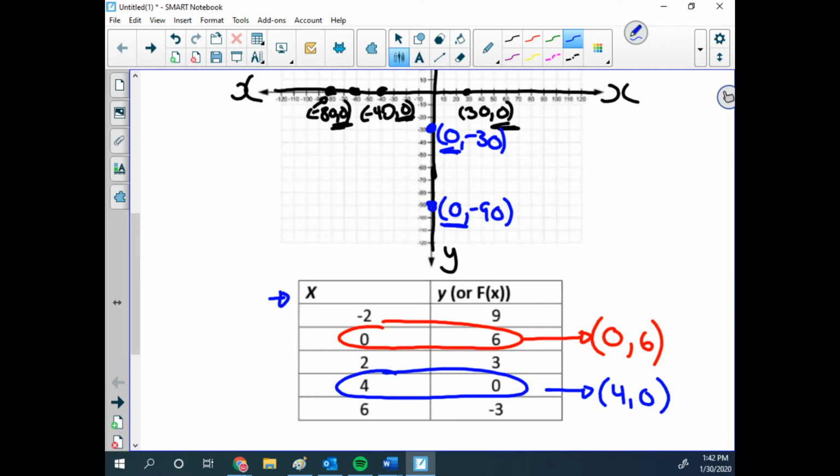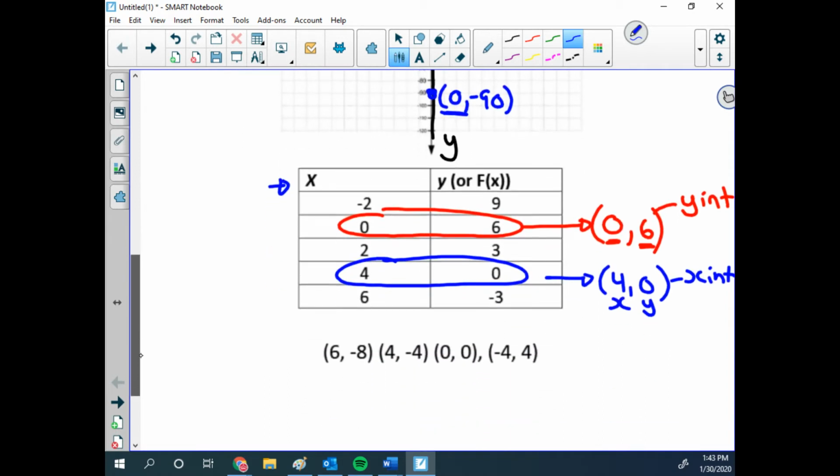Looking at those now, this x value is 0 and the y value is 6, so this point right here would be my y-intercept. The one in blue, the x value is 4 and the y value is 0. Because we have a y value of 0, that means this is going to be the x-intercept.